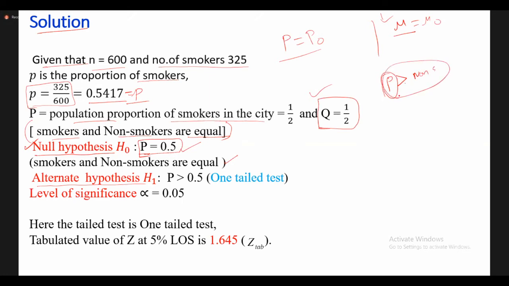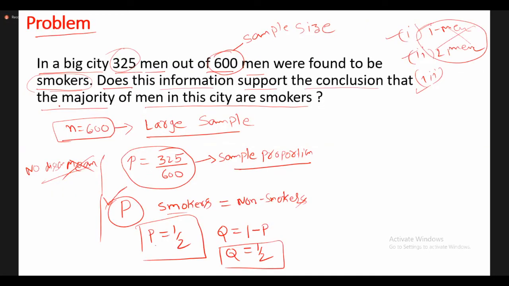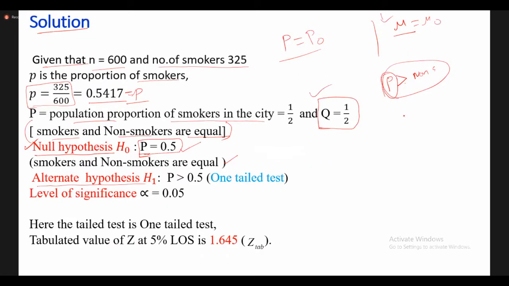Suppose this statement, majority and the like, is not there in the question. In general, we take the null hypothesis and the alternative hypothesis H1 as P is not equal to the given value, P naught. Is that clear, Anil? How to write the alternative hypothesis?